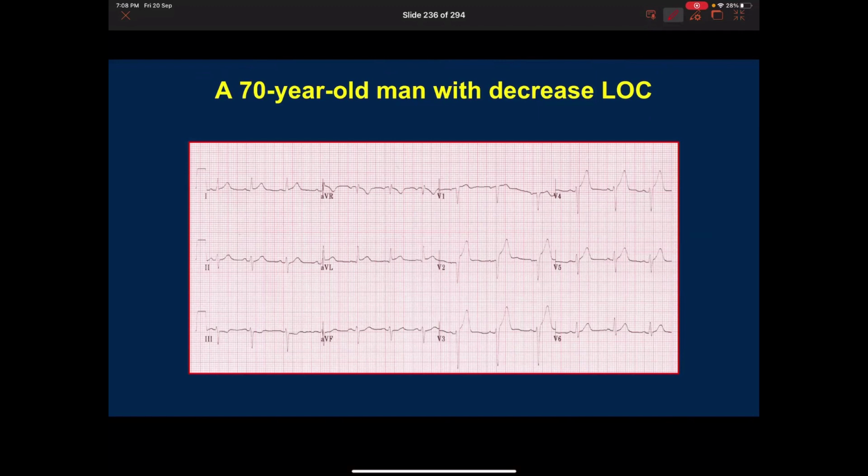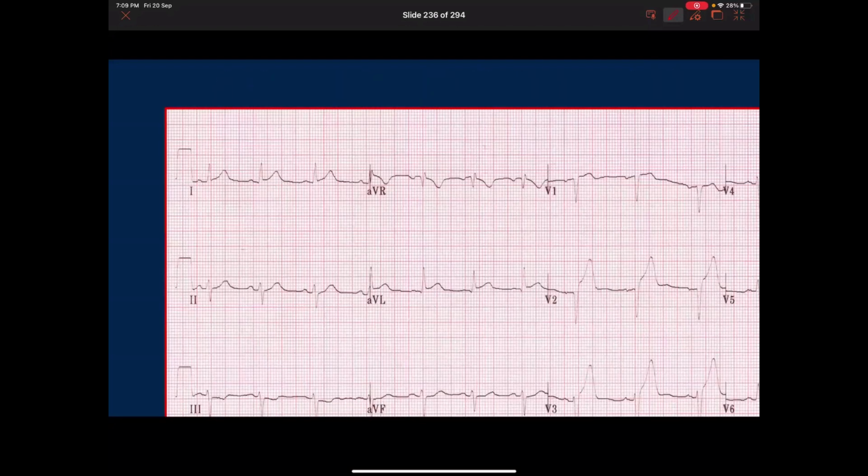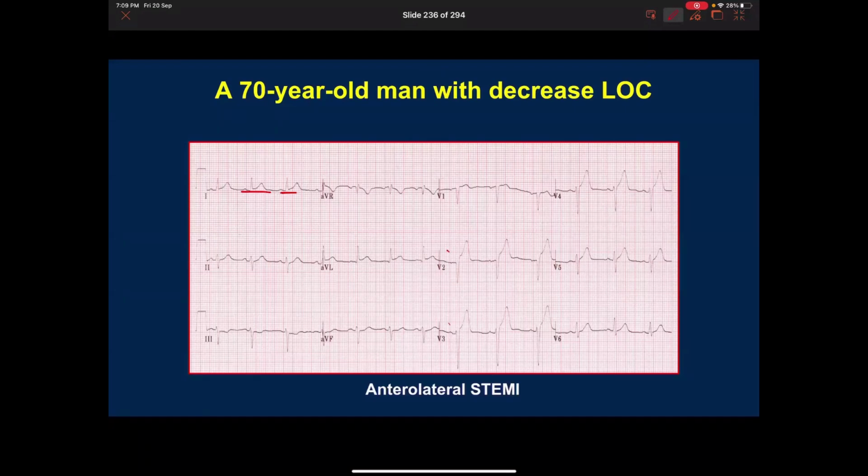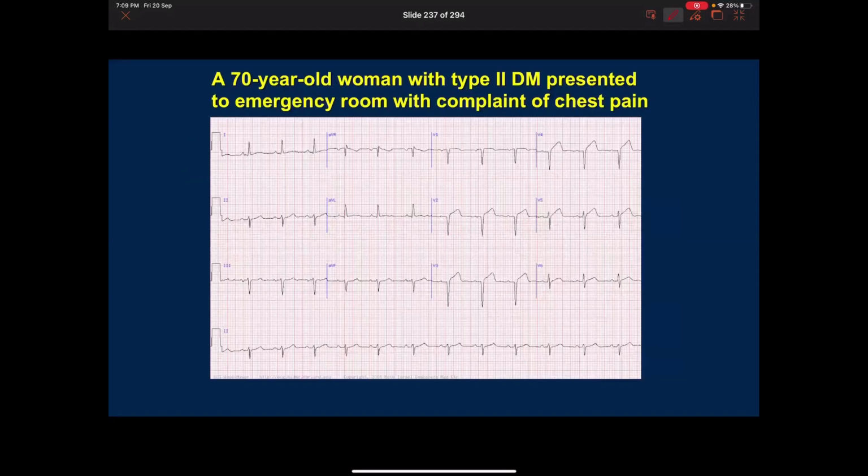Anterior STEMI. There is anterior. What else? Lateral? Yes, exactly. Which leads did you see that? 2 and AVL. No, 1 and AVL. Oh, yes. Okay, sorry, I got it. It's okay. So 1 and AVL. Okay, and in V2, V3 and V4, so it's anterior lateral. Okay, what about this one?